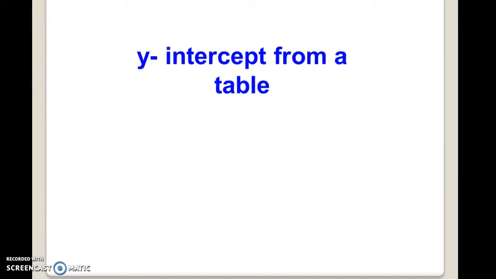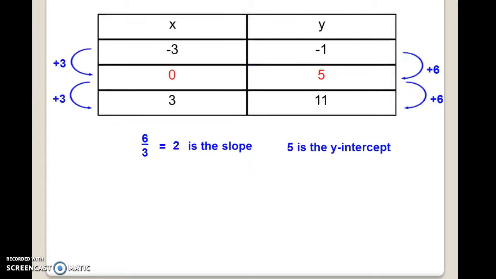Pause the video to set up your notebook. Alright, if you unpause, you should be right here. Go ahead and set up your table. You're going to make sure you put all the x values as my cursor is showing: -3, 0, 3, and -1 for the y, 5, and 11. Pause the video and go ahead and complete writing everything in your notes as you see on the screen.